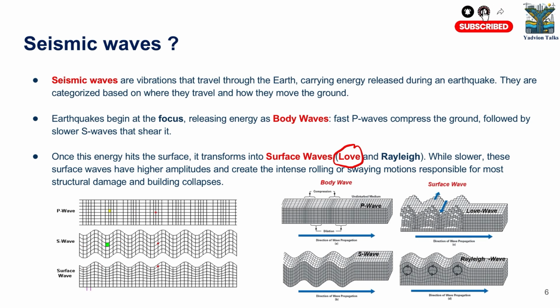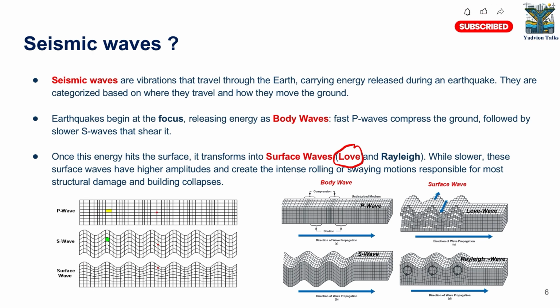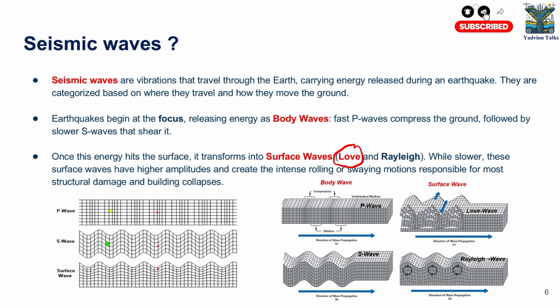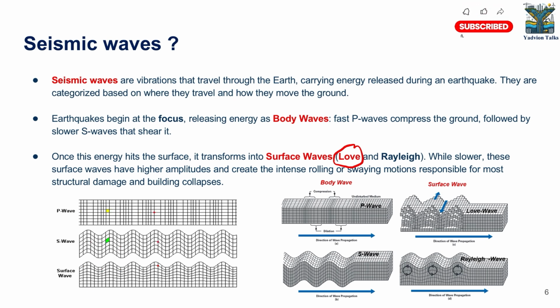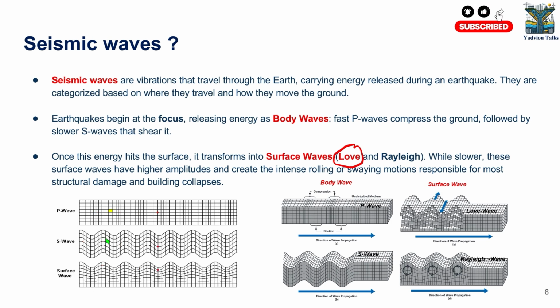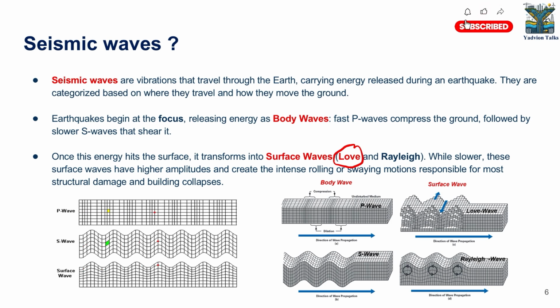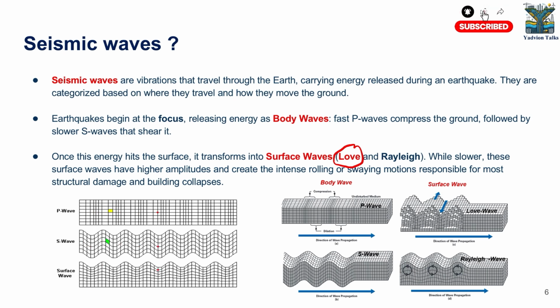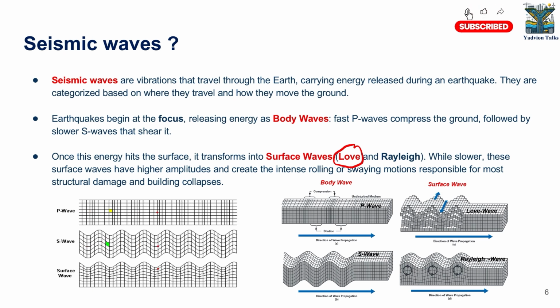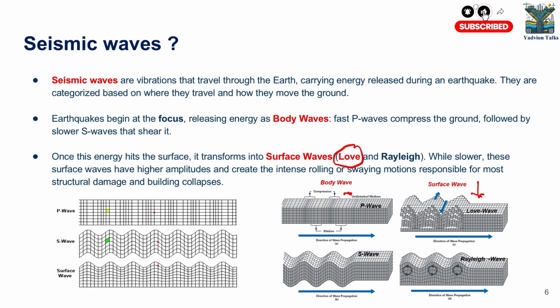So this is an animation of the waves, showing how the P wave compresses the material and transmits the energy from one point to another. The S wave shears the material and transmits the energy from one point to another. The surface wave twists and turns, making the ground roll around, and it transmits the wave energy along the surface. So this is the body wave and this is the surface wave.